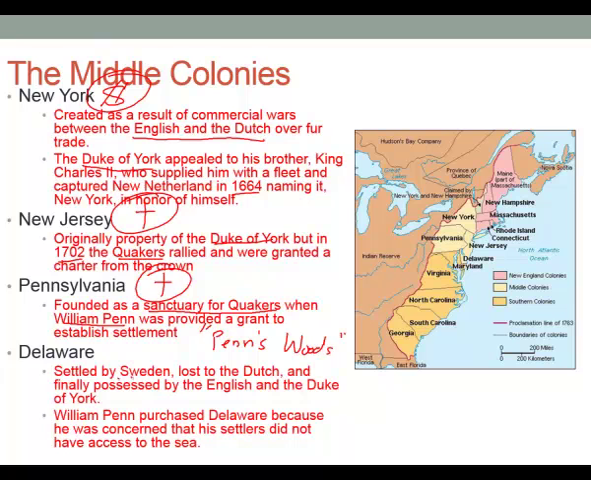Delaware, settled by Sweden, lost to the Dutch, finally possessed by the English and the Duke of York. William Penn will purchase this because he's concerned his settlers do not have access to the sea. So, what do you think here? Economic or religious? Economic. Economic? Kind of both, isn't it? Kind of both, exactly. I would have economic first because of the concern in the very last subpoint, but William Penn is involved, so there's a religious implication there.